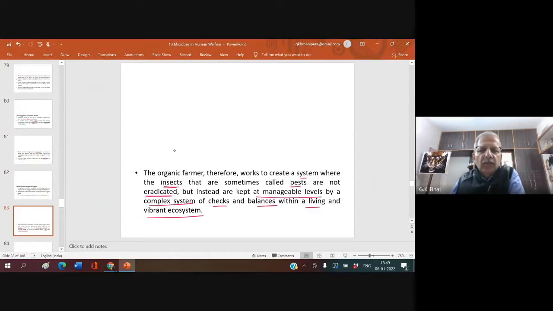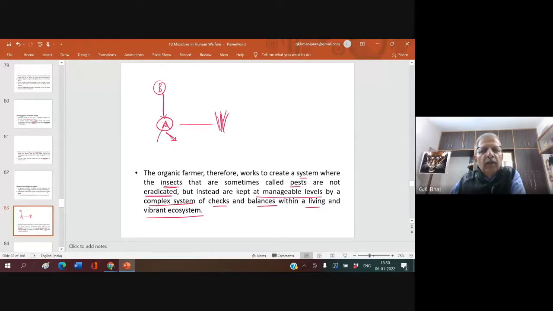Now, what does it mean? If you see that a particular insect, say A, is harming some crop, we don't want to completely eradicate this pest. Rather, we want to control its population. We want to keep it under control rather than completely removing it, because this insect may be food for another insect or a bird. It may be serving as food.